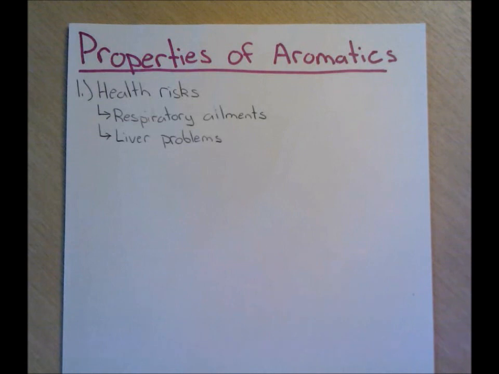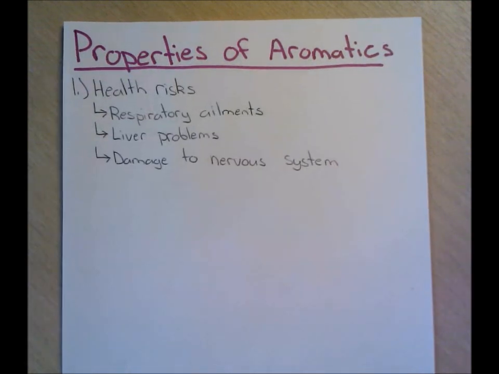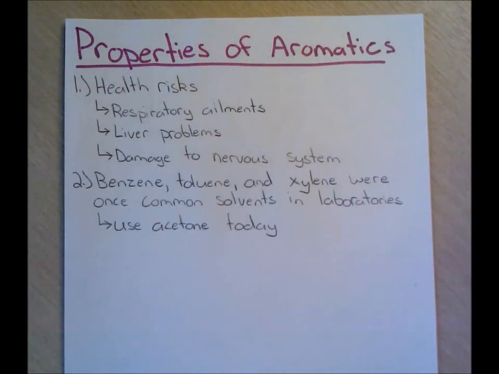And then the other thing here, early on in organic chemistry, benzene, toluene, and xylene were all once commonly used before those health risks were known. Nowadays, since we know that health risk, we use a solution known as acetone. It used to be found quite often in that fingernail polish remover. That is acetone.